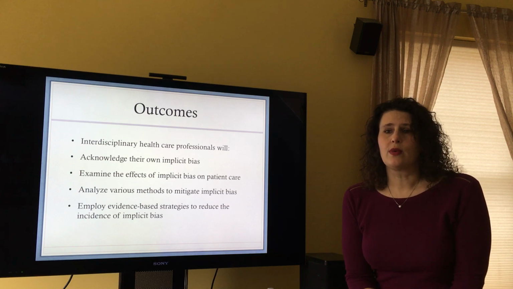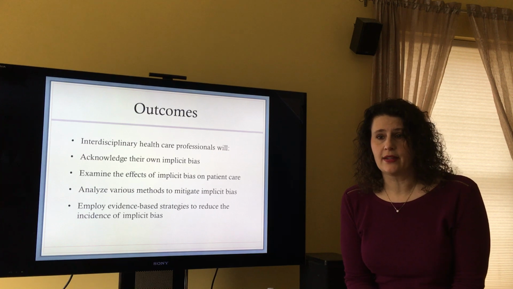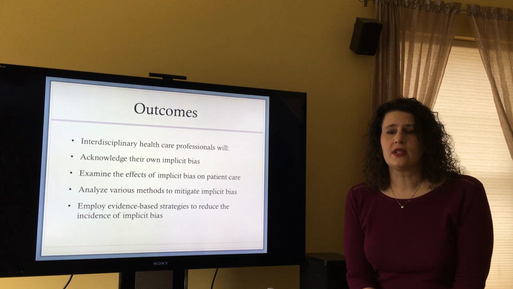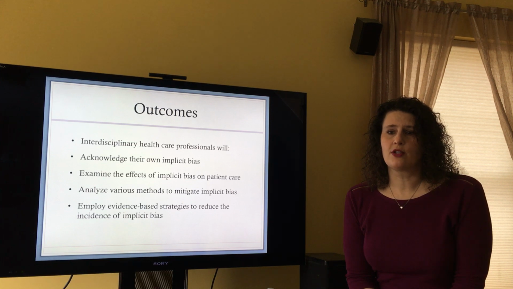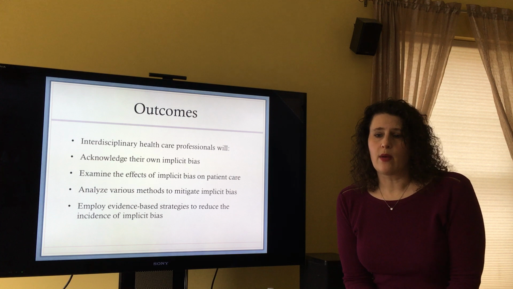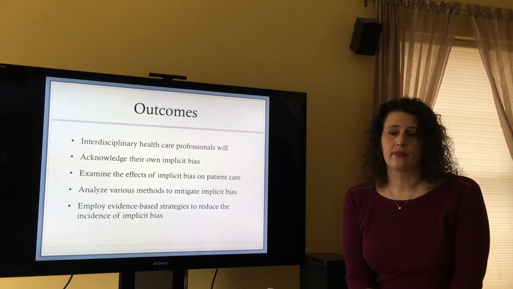Outcome 3. Interdisciplinary healthcare professionals will analyze various methods to mitigate implicit bias. Learners were asked to read a case scenario about an encounter with a patient, a nurse, and a provider. They were then asked to answer a second essay question providing 3 mitigation strategies and examples of those strategies that could have been used by the healthcare team member to mitigate implicit bias. This outcome was met as evidenced by 100% of learners able to name 3 mitigation techniques that could have been used in the patient care scenario.